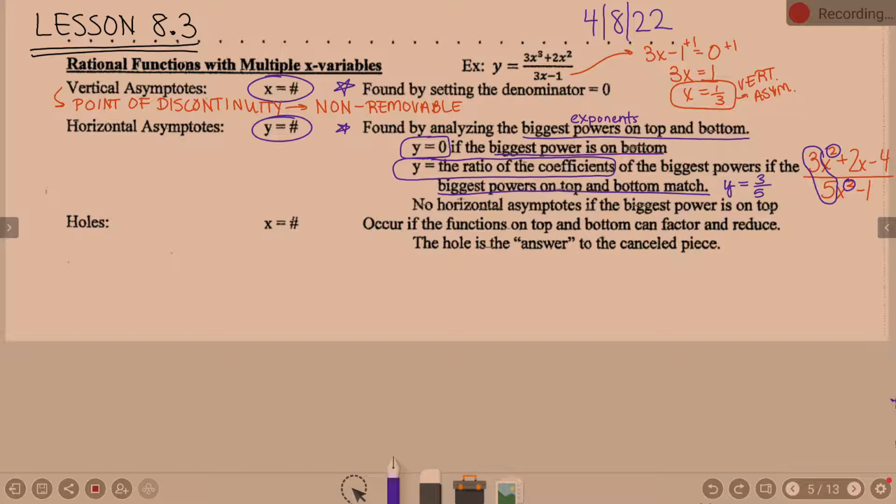And then there's a third option. So we looked at when the biggest power is on bottom. We looked at when the powers match. So then the third option has to be when the largest exponent is on top. And in that case, there are no horizontal asymptotes. And again, we'll get to apply this some on the back. I'm just trying to give you some options here so you can see it.